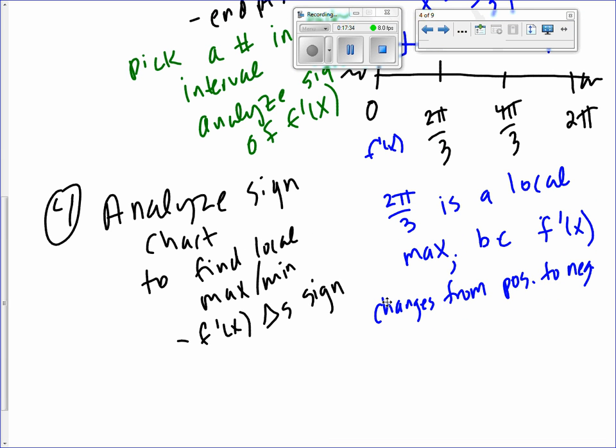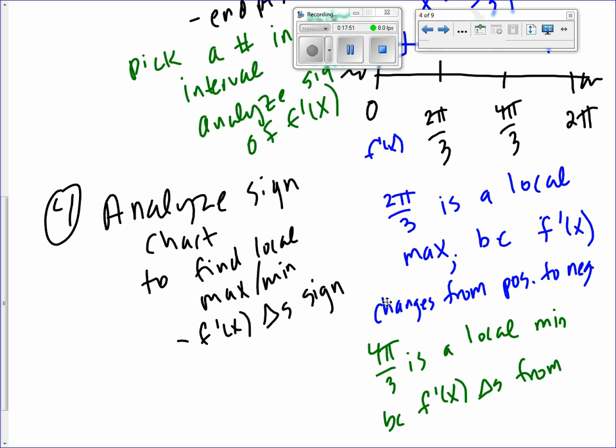Yeah, so now 4 pi over 3 is a local min, and you have to state how you know that. You have to cite your evidence from the text. Good, because f prime changes from negative to positive. That is an acceptable answer on the AP exam.